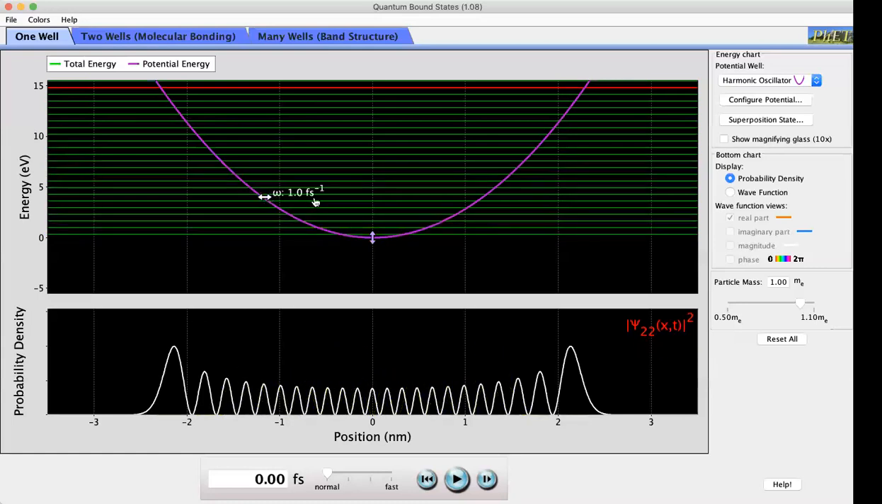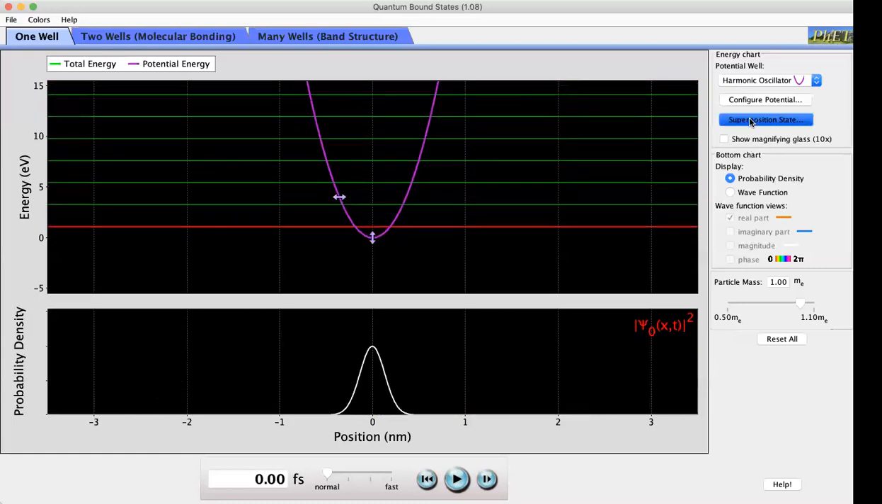And again, I can mix and match. I can have a superposition state. So let's say 1, 3, and let me mix 7 and 8. There'll be some very complicated function of time. So the probability density, if I let go, will be some complicated function of time, and the way in which it changes will be complicated.